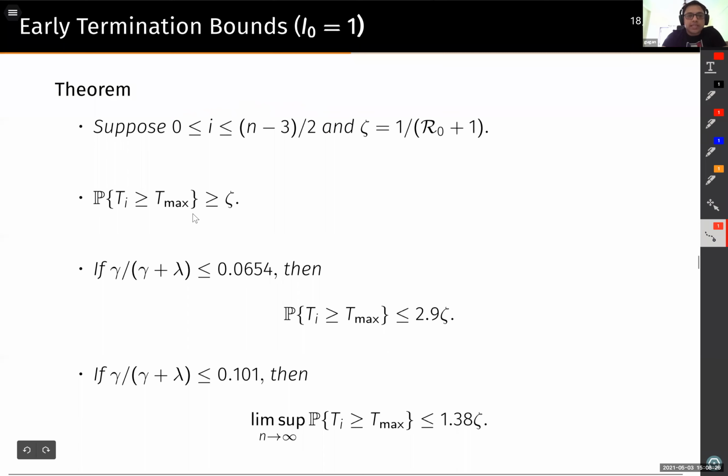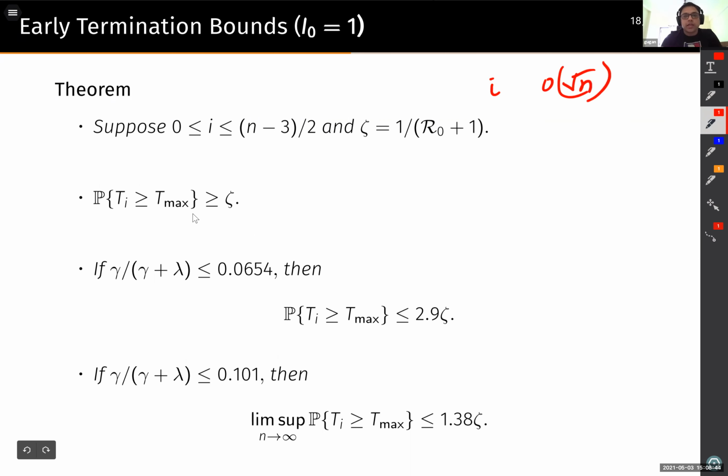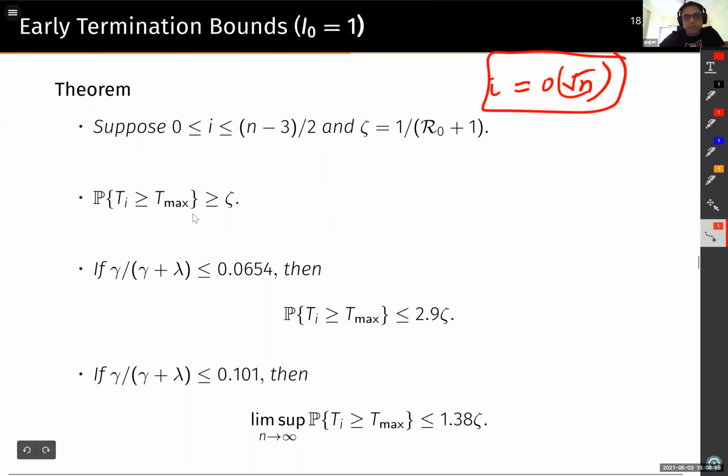Notice that I can actually go all the way up to n over 2, or close to n over 2. But if you look at branching process approximations, those approximations are only good up to root n, that is, for I equal to little o of root n. Because of this, our results can go beyond a simple branching process approximation for the initial stage.